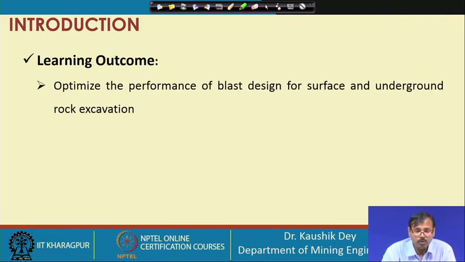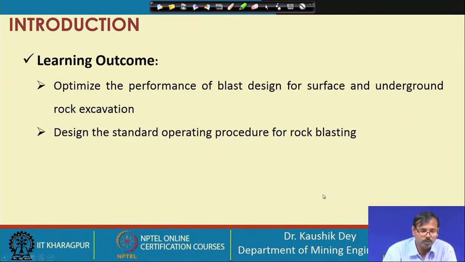They must know how to optimize the performance of a blast in the case of surface and underground mines. This is a very important part. Always having the highest profit may not give you the optimized one. The highest profit may be achieved in the blasting unit operation only, but that may lead to loss in other unit operations. So, optimization is very important, where all the unit operations are considered and the overall cost is minimized. Optimized performance by blast design for both surface and underground excavation is very important, and I want my students to know how to do this, and this must lead to SOPs, standard operating procedures.